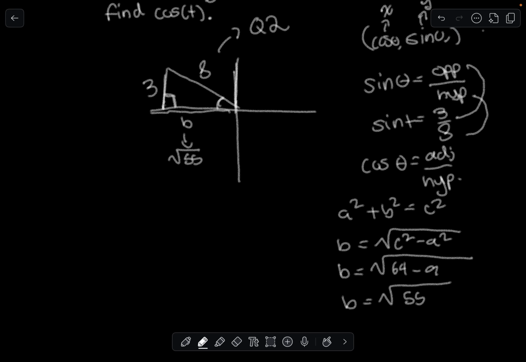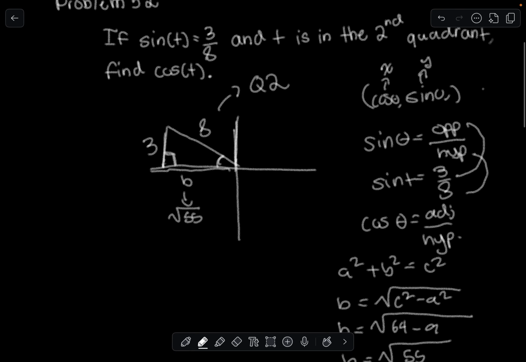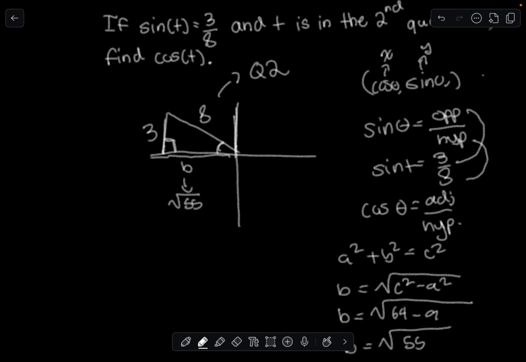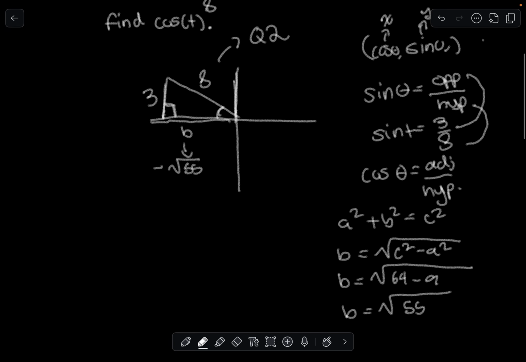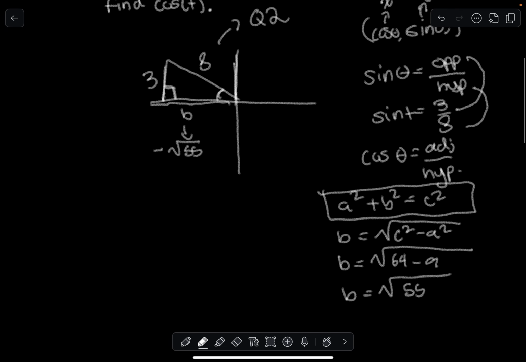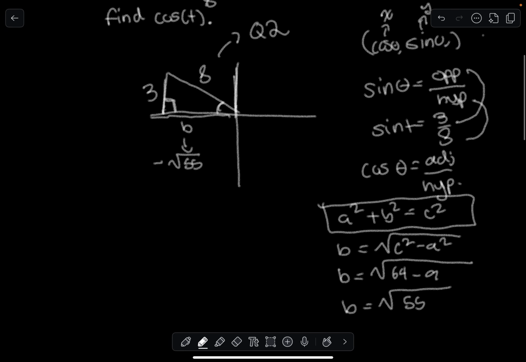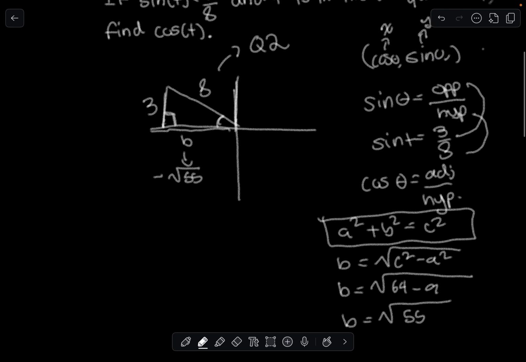Actually, before we go to that, let's remember that cosine of theta, which is x, will be negative in the second quadrant. So this is actually not just square root of 55. It's negative root 55 because we're in the second quadrant and x is negative in that quadrant. If we plug in these values, the Pythagorean theorem still works because negative root 55 squared is 55, which is positive.